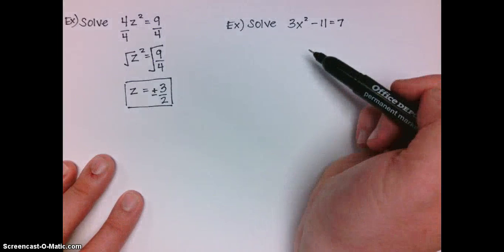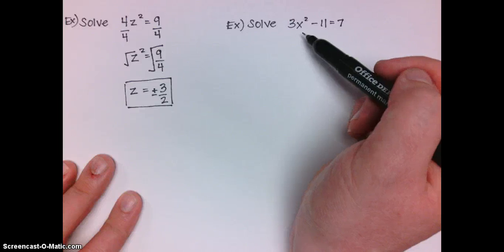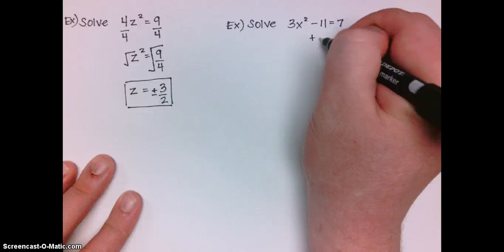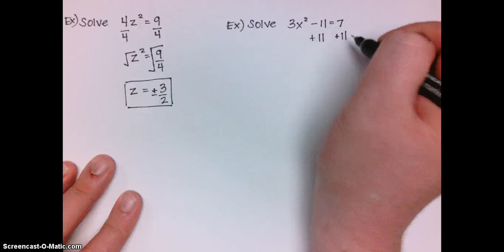Like in our next example, I have 3x squared minus 11 is equal to 7. I'm going to add 11 to both sides.